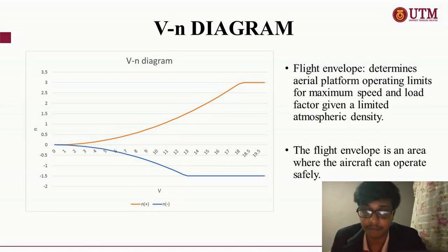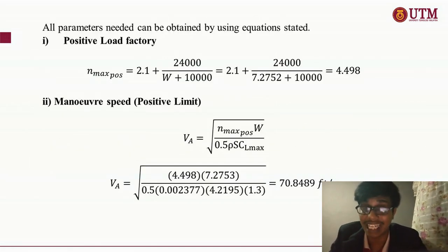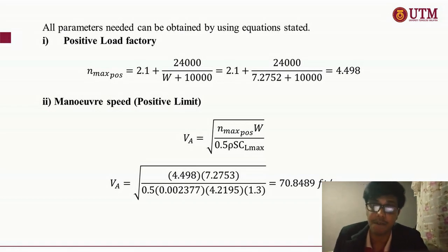As we move on, next will be the calculation for the VN diagram. All parameters needed can be obtained by using the following equations, such as the positive load factor and max. The positive load factor can be determined. The highest will be 4.498. The maneuver speed for the positive limit will be 17.85 feet per second.